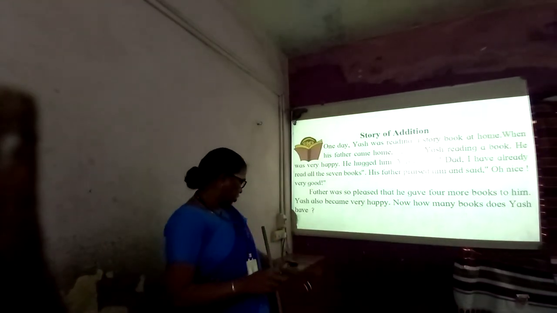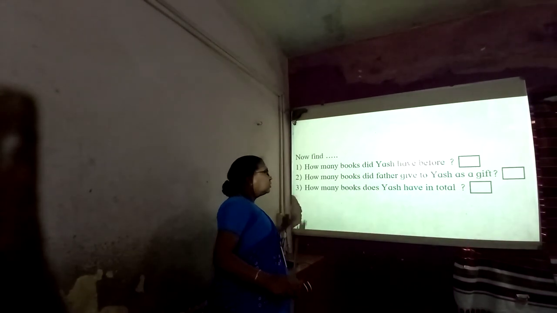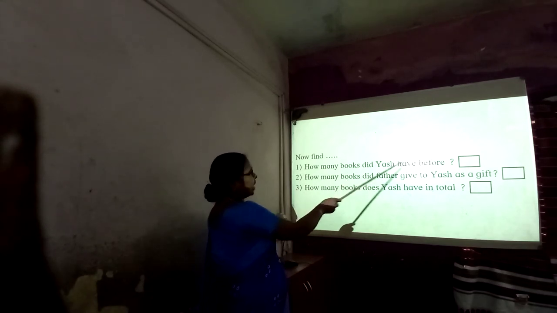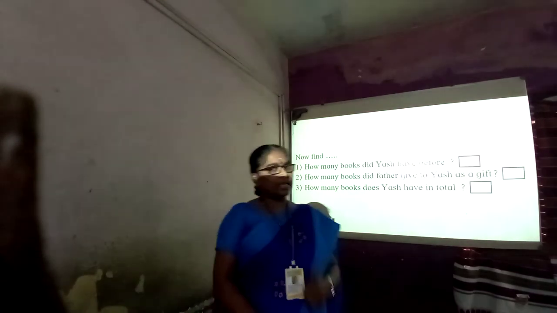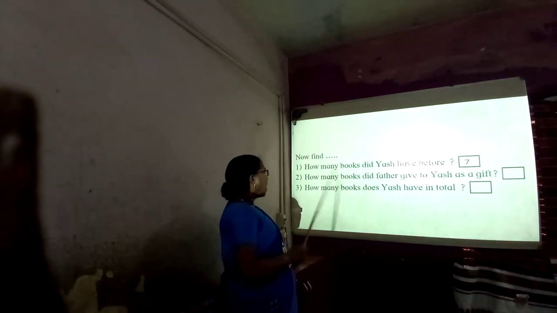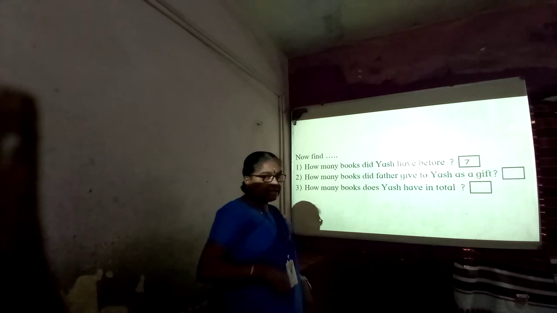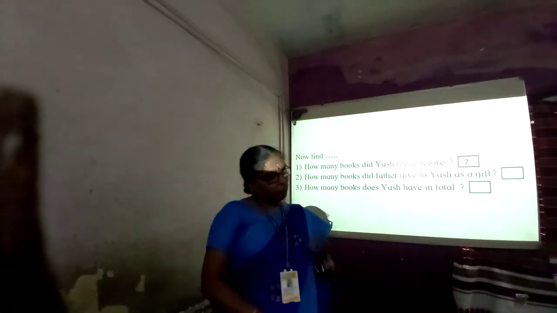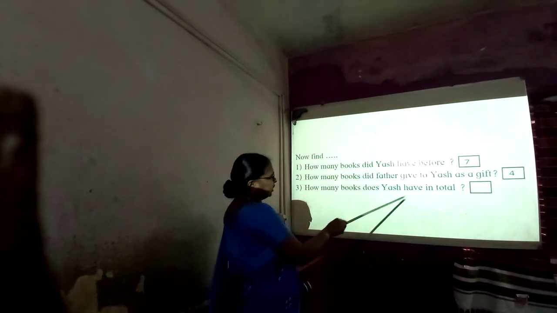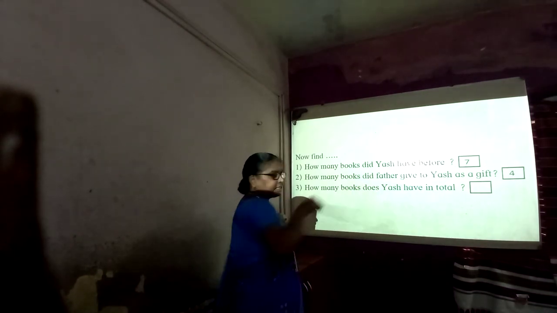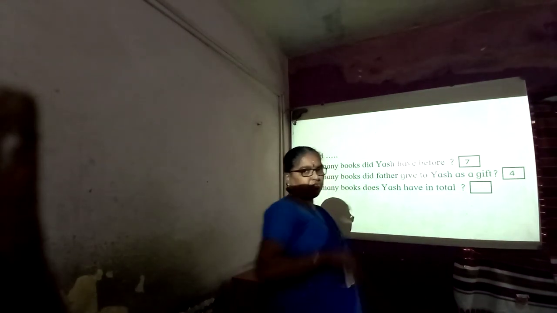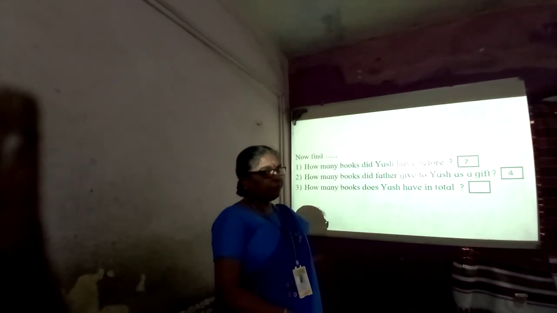So, let us solve this oral question. How many books did Yash have before? How many books was Yash having? Yes, Yash was having 7 books. How many books did father give to Yash as a gift? 4 books. Now, how many books does Yash have in total? First, Yash was having 7. Yash read 7 and then afterwards he read 4. 7 plus 4, how many?